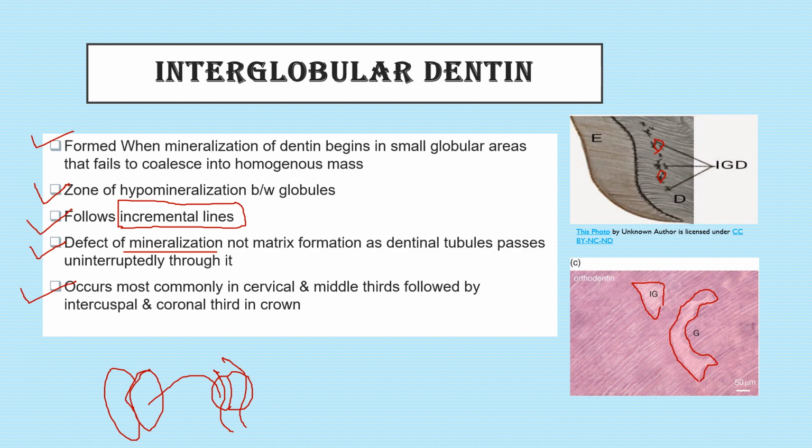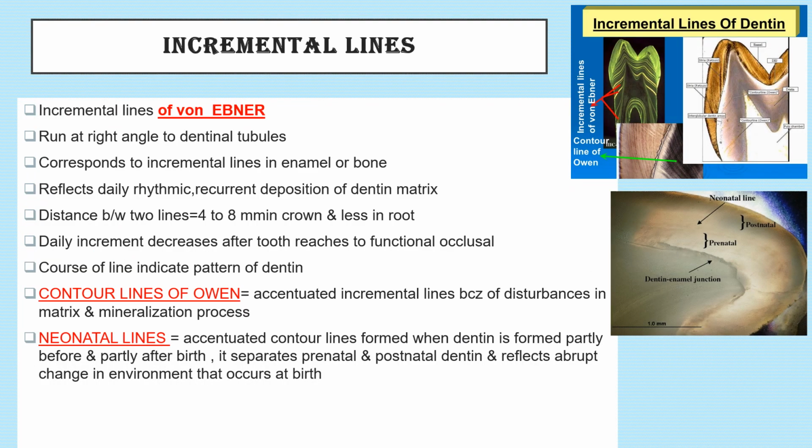Okay, then moving to the incremental line. As I have told, the dentin is not formed uniformly, it is formed in increments. So the line which demarcates that increment is nothing but the incremental line. In dentin, enamel and cementum, the portions are formed at different times, and lines are formed. So we have given them different names for identification. The incremental lines of dentin are known as von Ebner lines. Remember this one, von Ebner line.